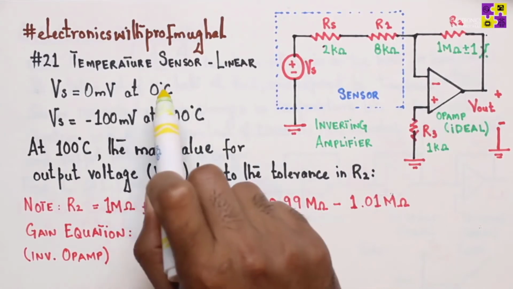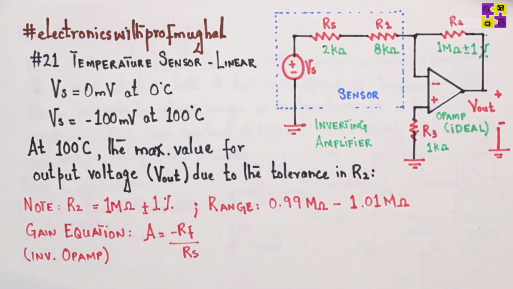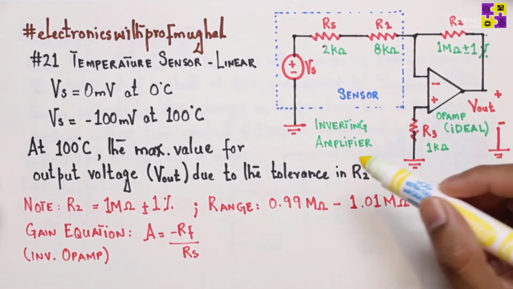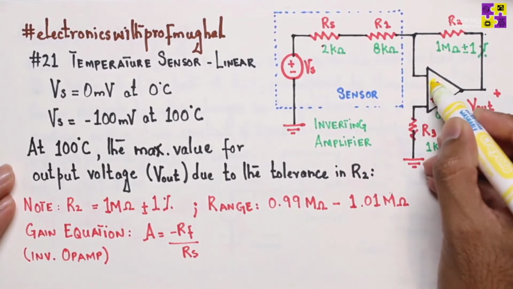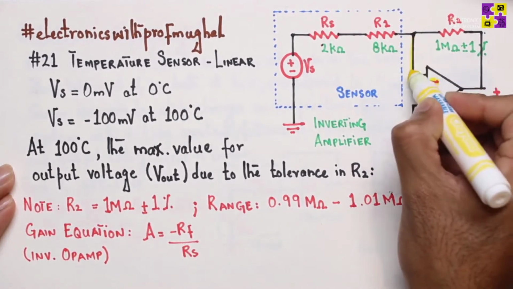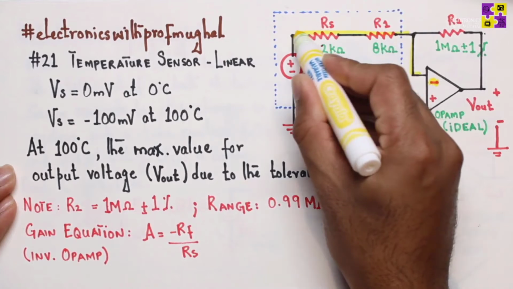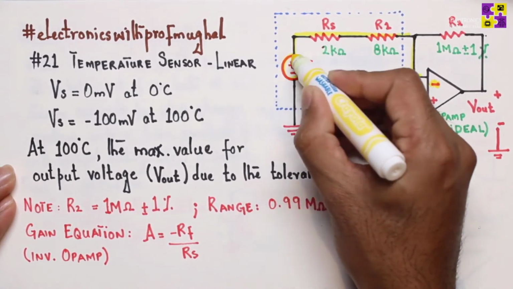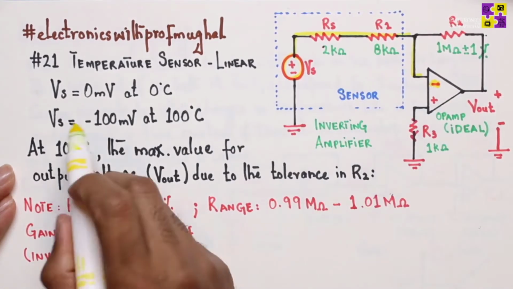So here is a temperature sensor. It's a linear system. On the right, what you see is an inverting amplifier. And the reason it's an inverting amplifier is because if you look at the negative terminal, it's connected to the source right here. Correct? Okay, here are a few parameters given here.